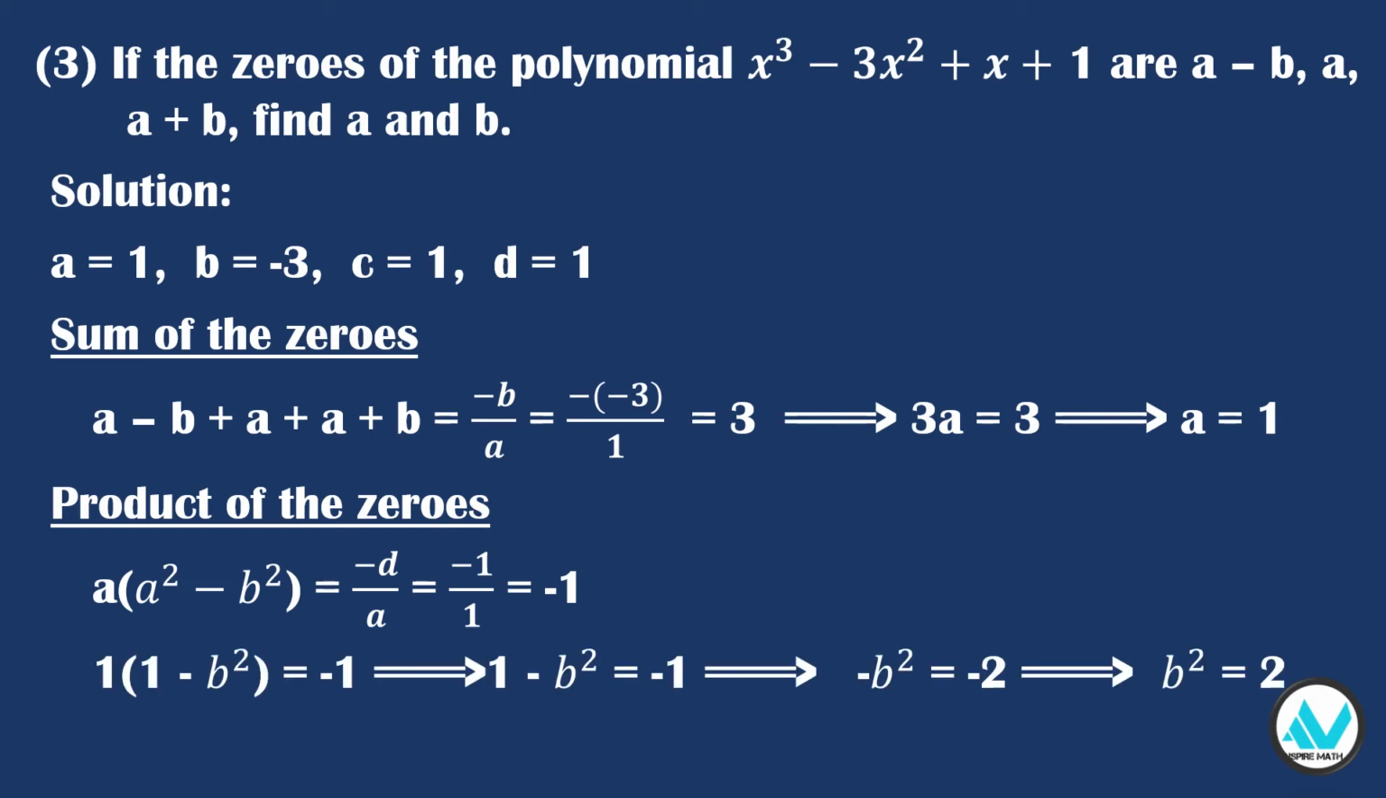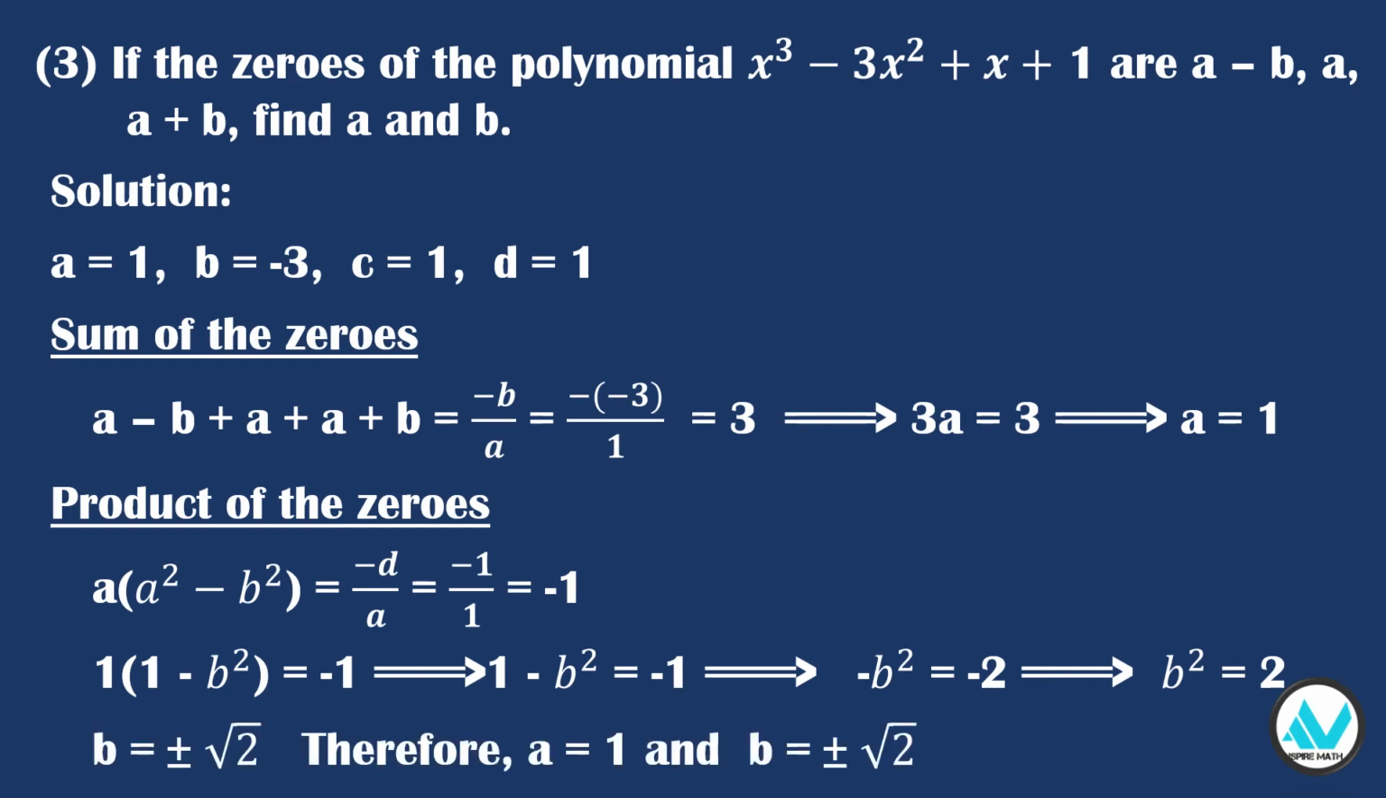Now let me substitute in place of a as 1. So 1 into 1 minus b square equal to -1, which gives me 1 minus b square equal to -1, which is nothing but minus b square equal to -1. If I take the 1 that side, it becomes another -1. So minus b square equal to -2. When I cancel minus and minus, I get b square equal to 2.